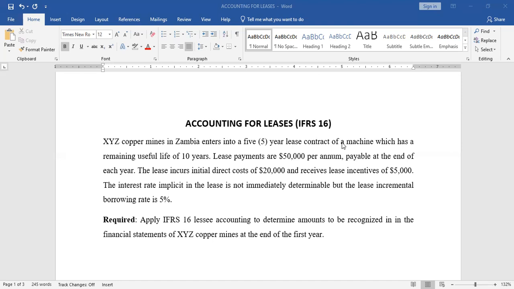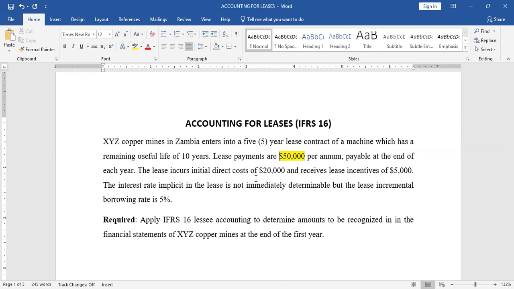Standard number 16. And on the screen here is the example, which reads: XYZ Copper Mines in Zambia enters into a 5-year lease contract of a machine which has a remaining useful life of 10 years. Lease payments are 50,000 per annum, sorry. So every year the company is required to pay 50,000 under that lease contract, payable at the end of each year in arrears.